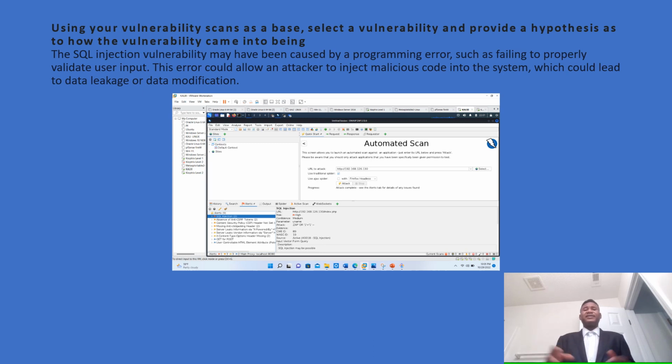Utilizing my vulnerability scan as a base, select a vulnerability and provide a hypothesis as to how the vulnerability came into being. I will use the SQL injection vulnerability as my base. The SQL injection vulnerability may have been caused by a programming error, such as failing to properly validate users' input. This error could allow an attacker to inject malicious code into the system, which could lead to data leakage or data modification.